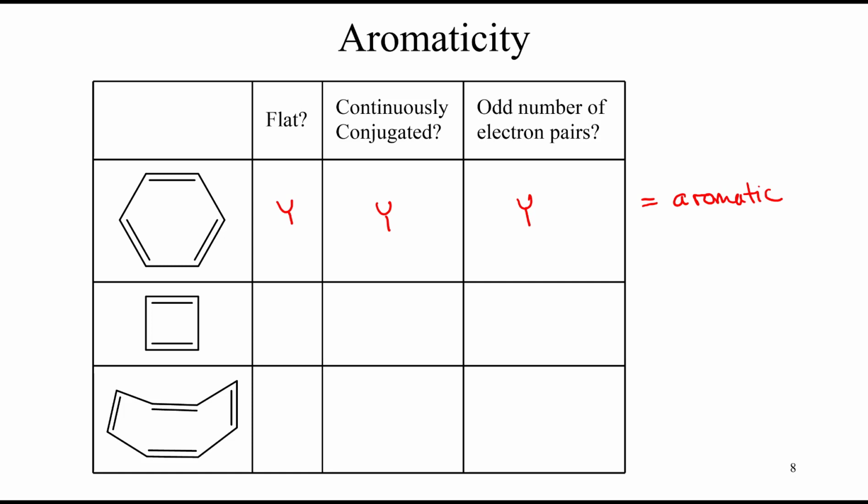Now, cyclobutadiene, flat? It turns out it's pretty flat. There are reasons why it's not completely flat, but it is pretty flat. Continuously conjugated? Yes. Odd number of electron pairs? No. It has 2 pairs of electrons. And so this compound is not aromatic.